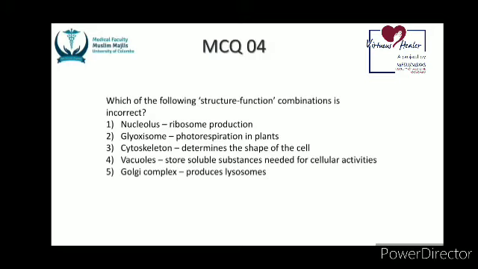The first statement says that the nucleolus is involved in ribosome production. This statement is correct. In fact, the nucleolus is involved in synthesizing ribosomal RNA or rRNA and assembling this rRNA and proteins to form ribosomal subunits. So the first statement is true. Second statement says glycosomes are involved in photorespiration in plants. Now in our first MCQ, we already said that it's peroxisomes that are involved in photorespiration in plants, not glycosomes. So the second statement is incorrect.